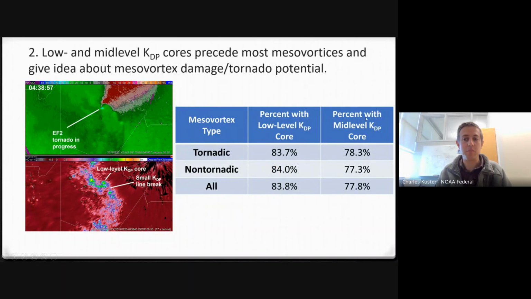As you might expect, the mid-level KDP core develops first, and then it descends and reaches the surface a few minutes later. So these low-level KDP cores, in terms of timing, they develop much closer to the time that the mesovortex develops, whereas the mid-level KDP cores are going to precede the mesovortex by around 10 minutes or so.